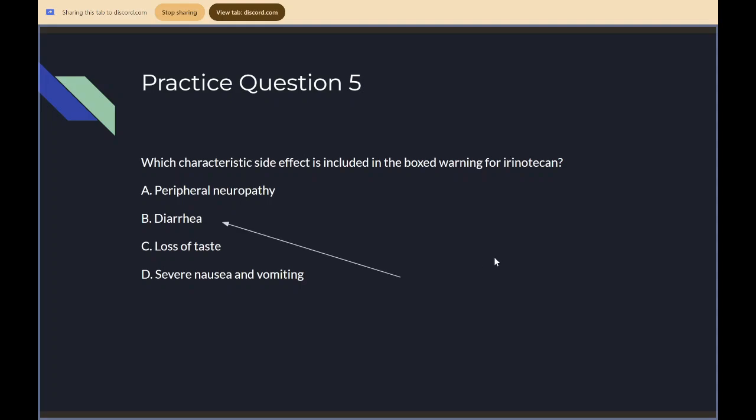All right, looks like there's a consensus here for diarrhea, and that is correct. It is very characteristic. Early onset diarrhea may be treated with atropine, and late onset may be treated with loperamide. If it is so severe, sometimes we have to consider the benefits and the risks, and may have to change the chemotherapy agent. All right, very good.